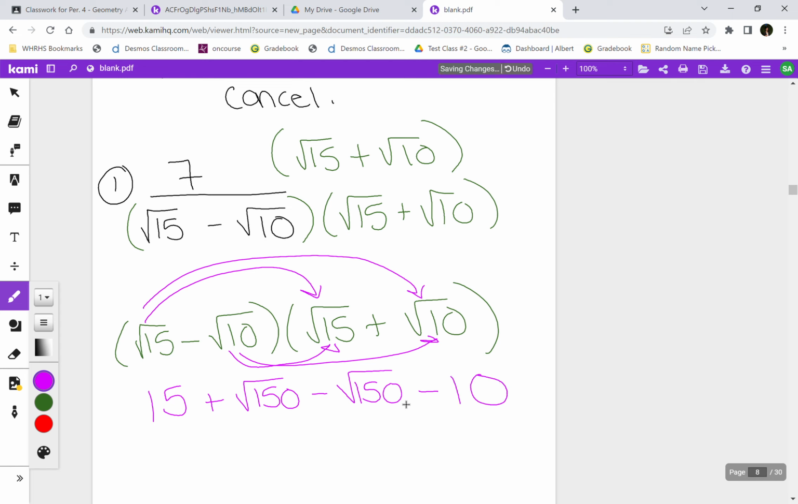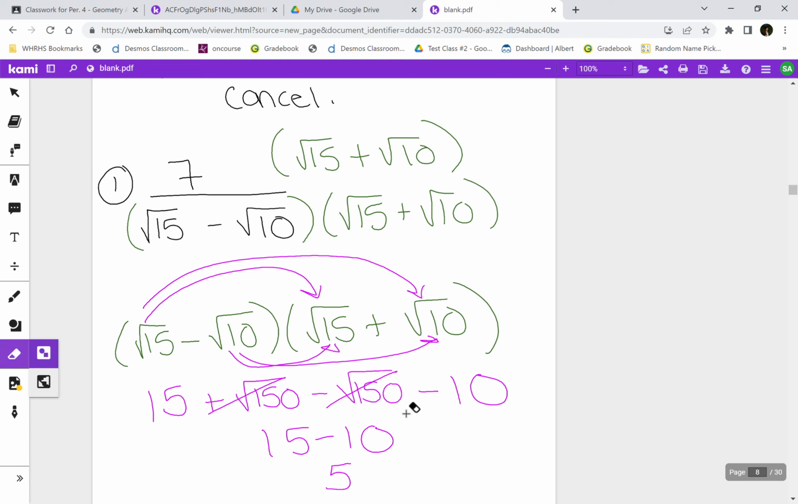Don't the positive root 150 and the negative root 150 cancel out? So then we're just left with 15 minus 10, which is 5. Isn't that exactly what we wanted? We wanted to get rid of the radical in the denominator. So whenever you have bigger than a monomial, we are going to multiply by its conjugate. Whenever we have a binomial, we are going to multiply by its conjugate.